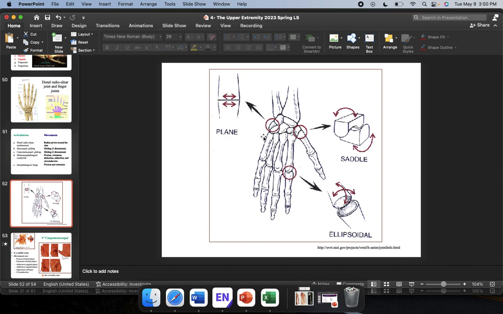A nice figure here just to help us visualize these. We've got the plane joints. Remember, the first carpometacarpal joint is a saddle joint. The ellipsoidal joints are going to be here at the metacarpophalangeal joints. Hinge joints out here at the fingers. And this up here would be a condyloid joint.